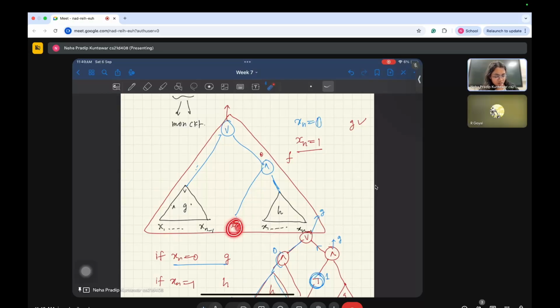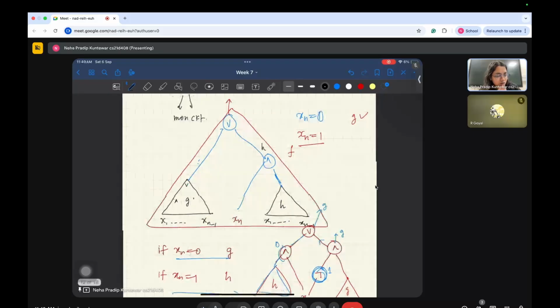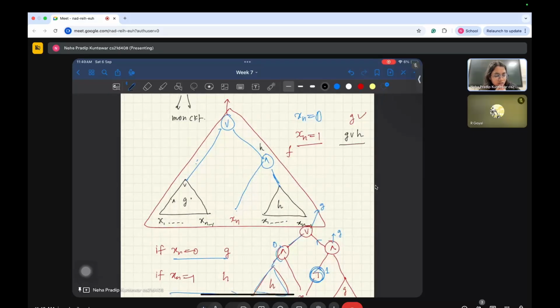So if xn is 1, then you are right, here we are doing AND of 1 and h. So at this point we are computing h. But then we are doing an OR of g and h. So this circuit is outputting g or h, but we want h.